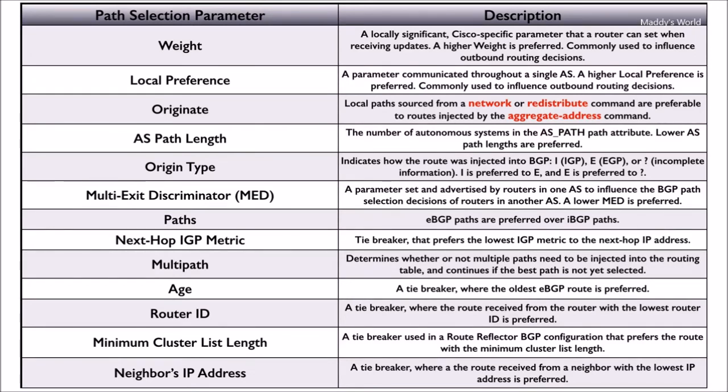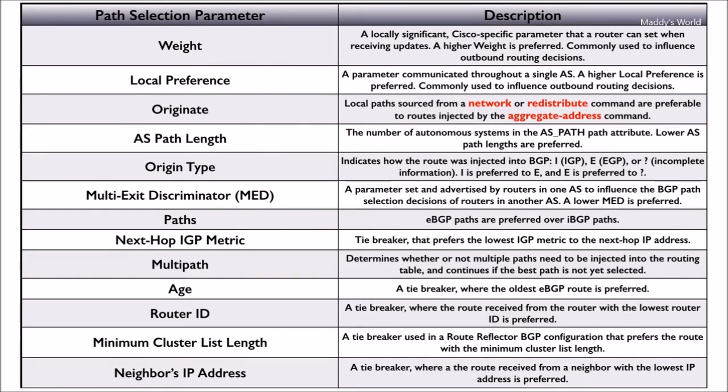Next up is paths. We will prefer an EBGP path. Remember, that's a path between different autonomous systems over an IBGP path. That's a path within an autonomous system. Next up, we have a tiebreaker. If everything is a tie up to this point, we can look at the next hop address for a network prefix and say, what is the lowest IGP metric? Maybe we're running OSPF as our interior gateway protocol. Which of these paths have maybe the lowest OSPF metric to get to this next hop address, and we can go with that.